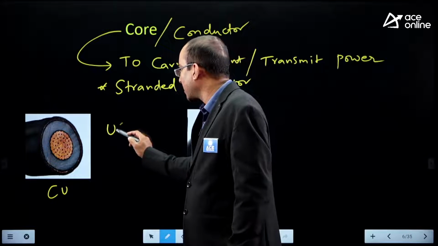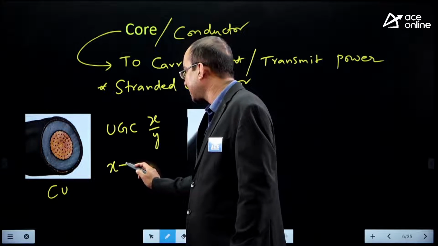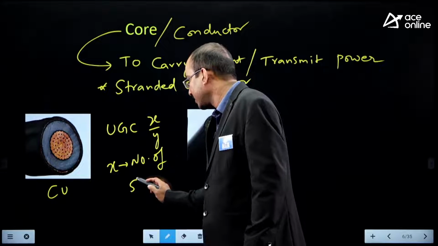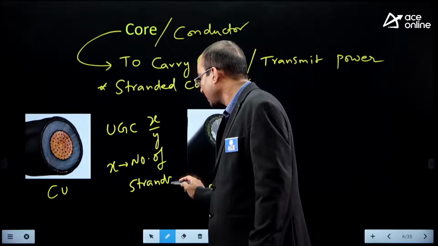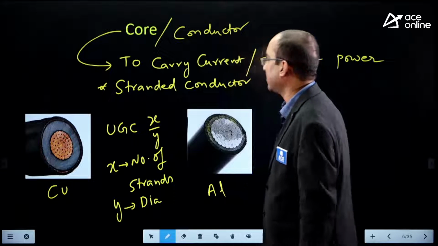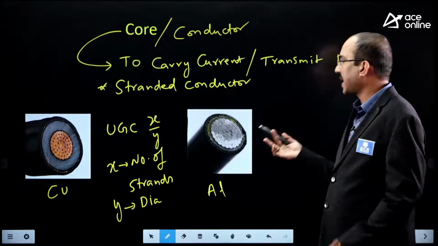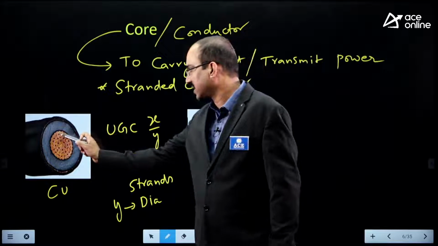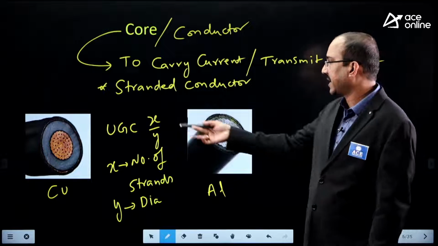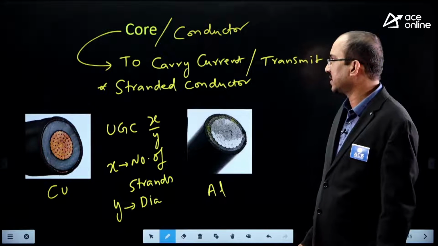It is indicated as underground cable UGC X by Y. X indicates the number of strands, and Y indicates the diameter of the strand. So this is about the core or conductor. Its purpose is to carry the current or transmit the power. It is a stranded conductor indicated as UGC X by Y, where X indicates the number of strands and Y indicates the diameter.